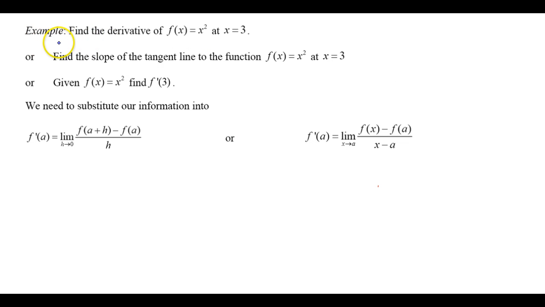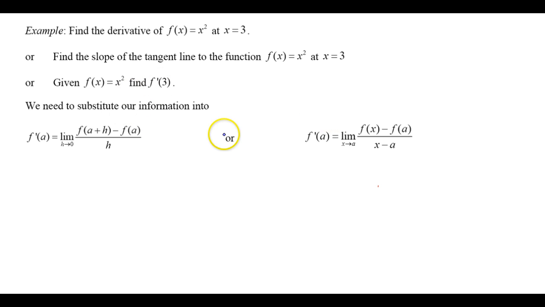Alright, so let's take a look at an example of how we would find the derivative of a particular function, f of x equals x squared, at x equals 3. So I just want to go over a couple of different ways this problem could be asked. We could also have been asked to find the slope of the tangent line to the function f of x equals x squared at x equals 3. Or we could have been given the function f of x equals x squared and been asked to find f prime of 3, because this notation means find the derivative at the particular point x equals 3.